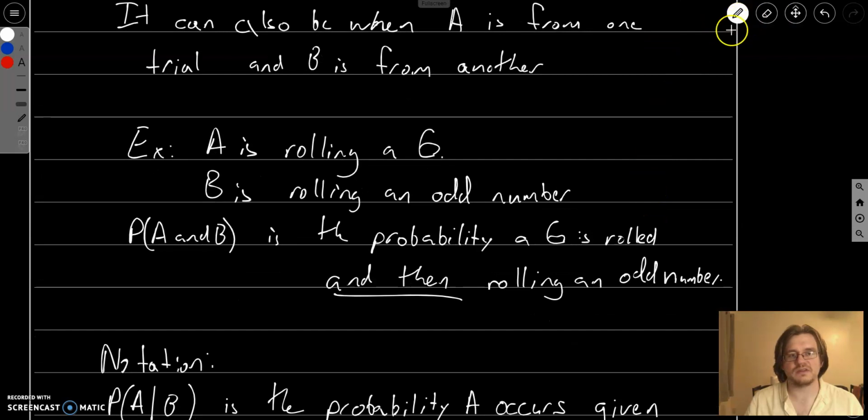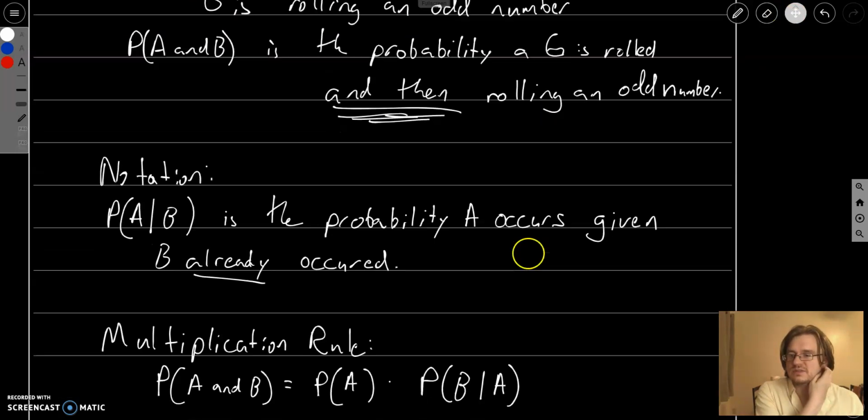So then we could imagine, say, maybe A is rolling a 6 and B is rolling an odd number. In this new scenario, the probability of A and B would be: we roll 2 dice, and the probability of A and B is the probability of rolling a 6, and then on the second die, rolling an odd number. So again, this is either repeating the same procedure twice, maybe varying it a little bit, making it two different procedures, but it's one trial and then another.